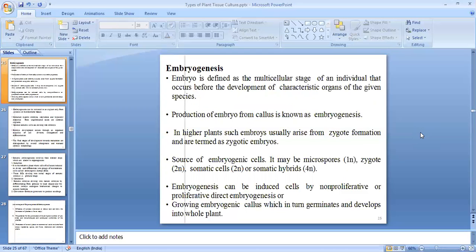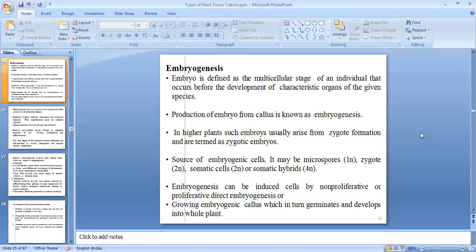What do you mean by embryogenesis? What do you mean by an embryo? Usually, for the formation of an embryo, it needs to have fertilization. That is, the male gamete and the female gamete should fuse together, and then it should form a zygote, and from the zygote the embryo is formed. But whereas in the organogenesis, from the part of a plant, the different organs are differentiated from the undifferentiated callus.